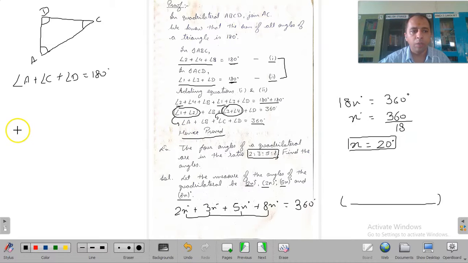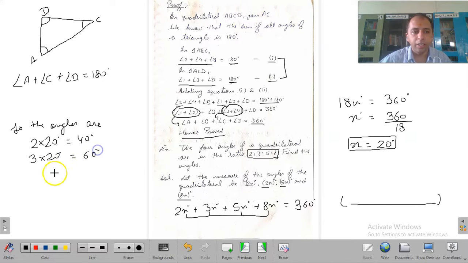So what is the measure of each angle? So the angles are 2 multiplied by 20, that means 40 degree. Then 3 multiplied by 20, that means 60 degree. Then 5 multiplied by 20, that means 100 degree. And then 8 multiplied by 20, that means 160 degree. So these are the required angles of a quadrilateral. In this way you can solve questions of this type.